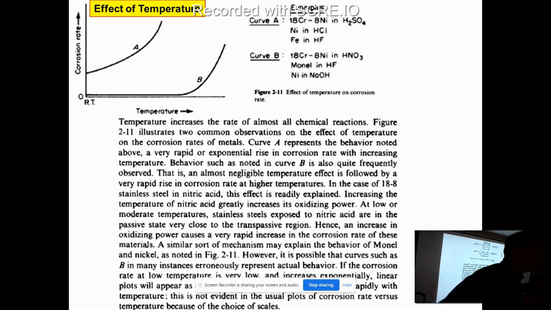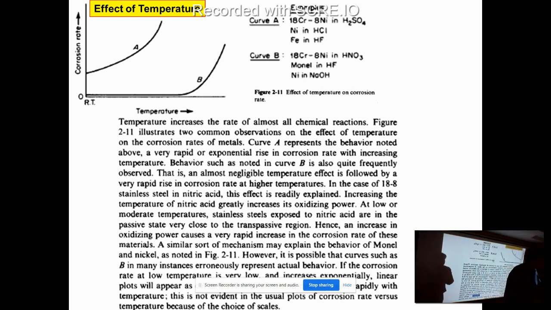So why does temperature increase the rates? That rate may be a chemical reaction rate or an electrochemical reaction rate, whatever it may be. Increasing the temperature will increase the reaction rates. Why? Because increasing temperature will increase the number of effective collisions, the effective number of reactions. If this increases, the reaction rate will increase.